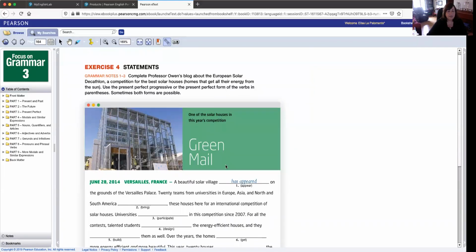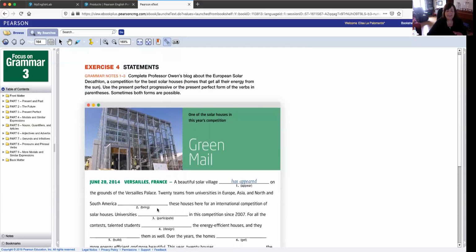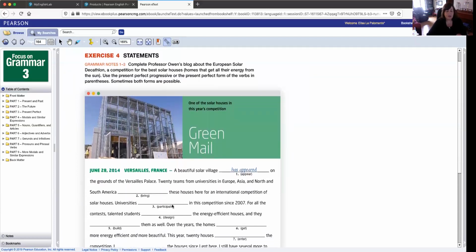Okay, all right, now, next page. These are all statements. You don't have to worry about any kind of questions, all statements. It says, complete Professor Owen's blog about the European Solar Decathlon, a competition for the best solar homes. These are homes that get all their energy from the sun. Use the present perfect progressive or the present perfect form of the verbs in parentheses.